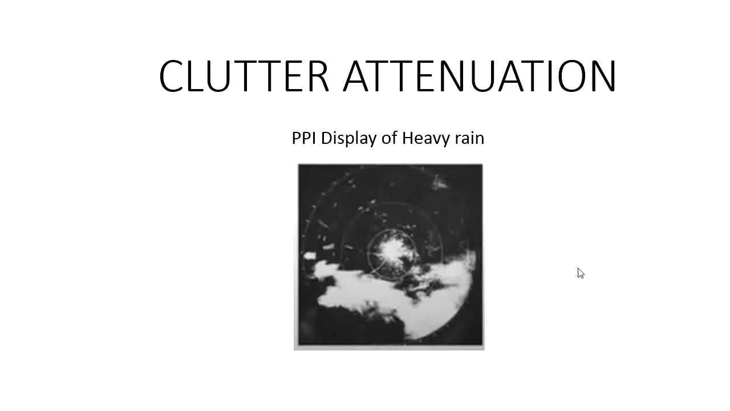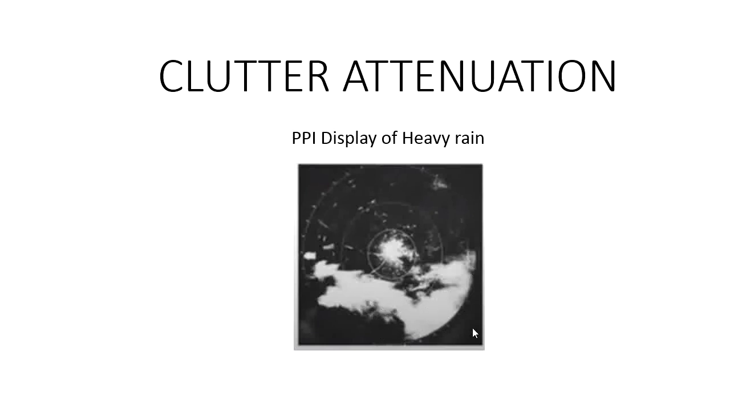Let me take as an example a heavy rain picture. In this heavy rain picture, I have to identify where my moving target is present. Clutter happens because of obstacles, maybe birds, buildings, or clouds. Whatever obstacles are present in the environment, that clutter signal is going to add with the echo signal of the moving target.